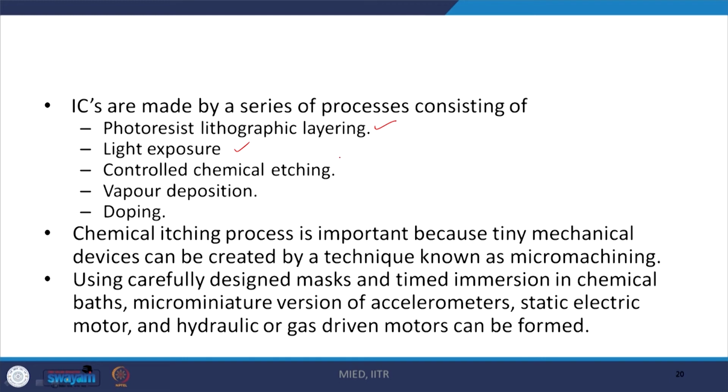Now, ICs are made basically by a series of processes, and these processes consist of photoresist lithographic layering, light exposure followed by controlled chemical etching followed by vapor deposition and doping. The chemical etching process is important because tiny mechanical devices can be created by a technique known as micro machining, usually using a carefully designed mask and timed immersion in a chemical bath. Micro miniature versions of accelerometers, static electric motors and hydraulic or gas driven motors can be formed.